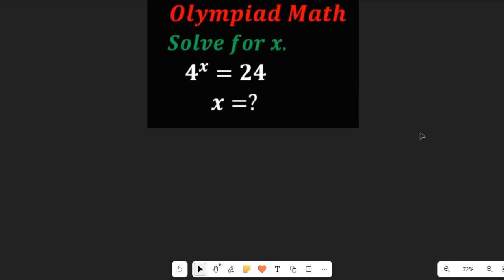Hello. How do you think we can go about solving this nice Olympiad maths question? We're asked to solve for x in 4 to the power of x equal to 24.